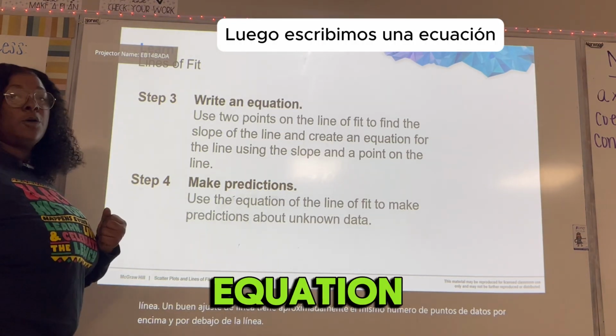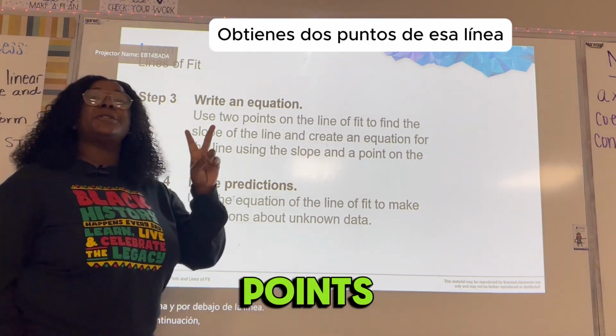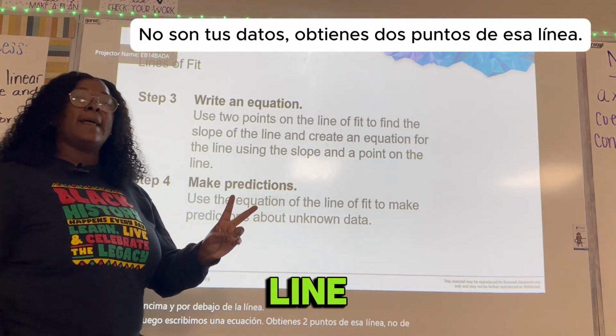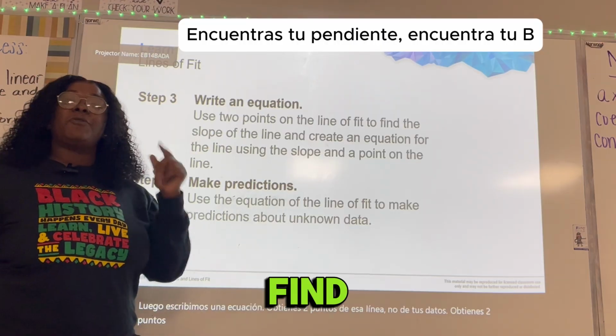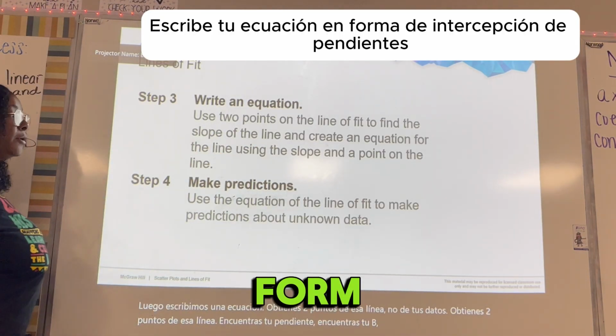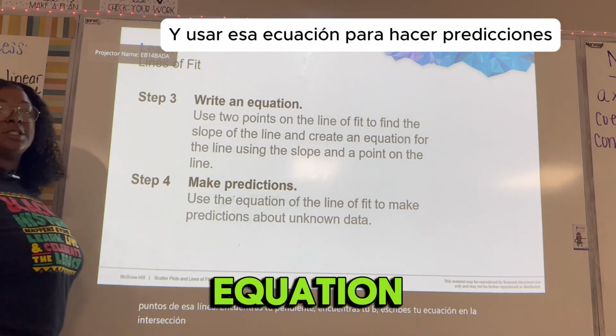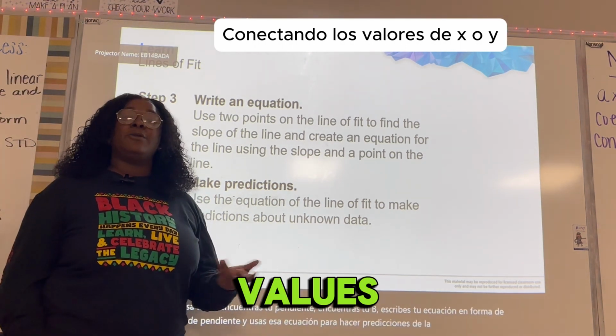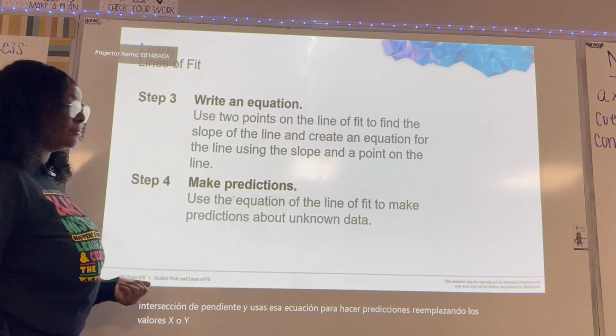Then we write an equation. You get 2 points from that line, not your data. You find your slope, find your B. Write your equation in slope-intercept form and use that equation to make predictions by plugging in x or y values and solving for the other.